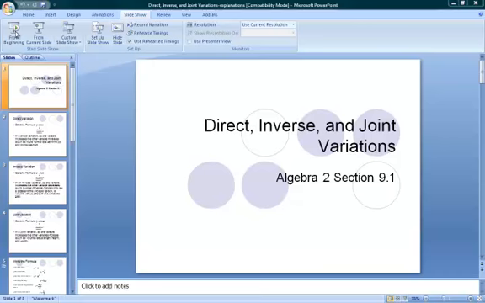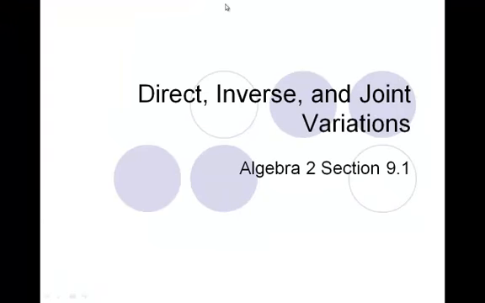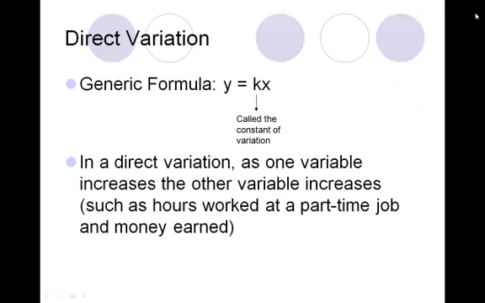Today we're going to be learning about direct, inverse, and joint variations. This is section 9.1 in the Algebra 2 book. When you are working with direct, inverse, and joint variations, there are three formulas, one for each type, that you need to learn. The direct variation formula is y equals kx.